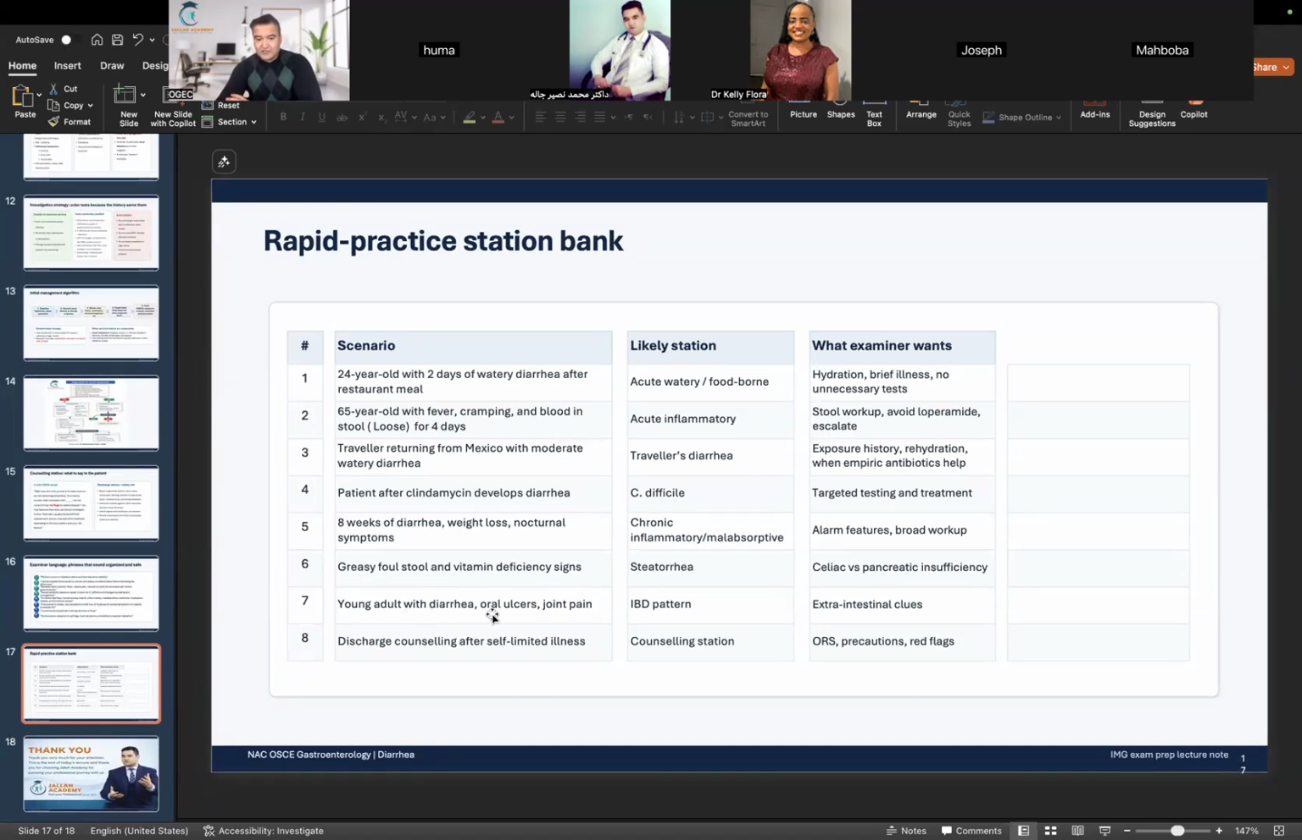Young adult with diarrhea, oral aphthae, joint pain. This is more like IBD. Which type of IBD? Crohn disease. Extraintestinal clues, right? Discharge counseling after self-limited illness, counseling station: ORS, precautions, red flags, and safety net.